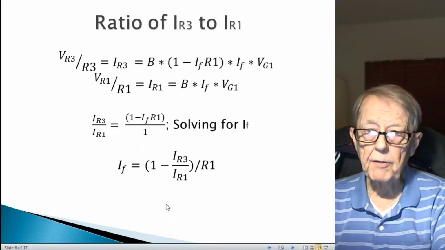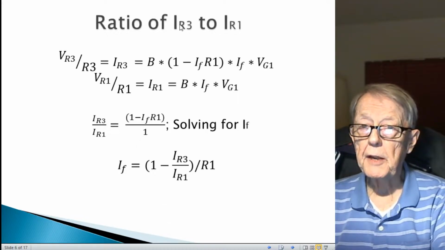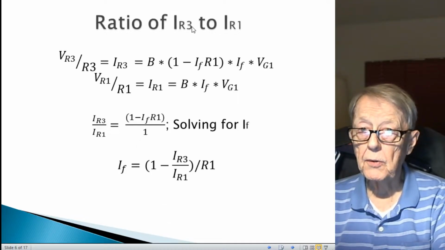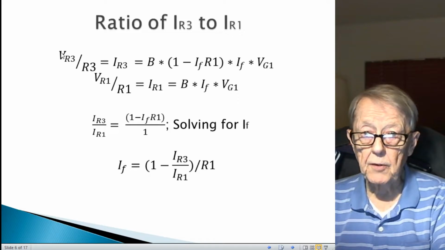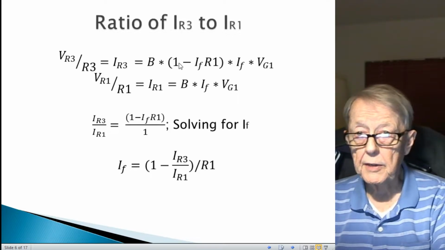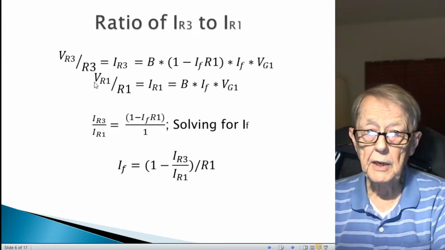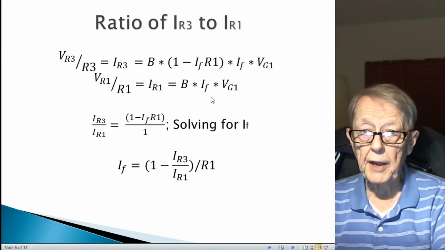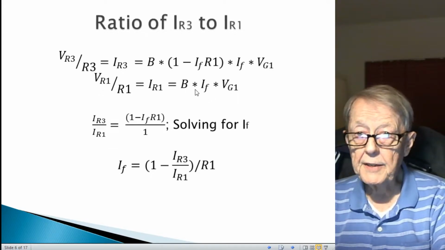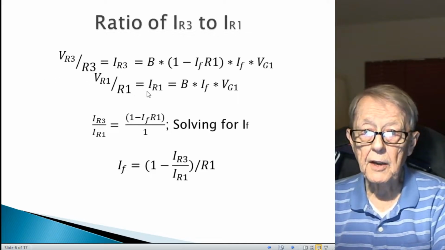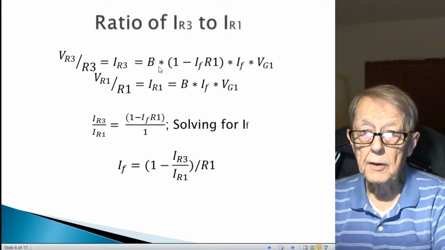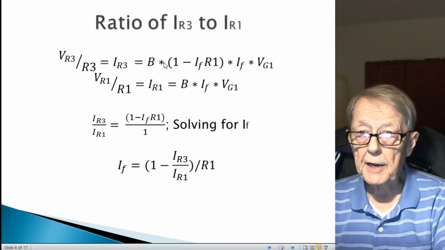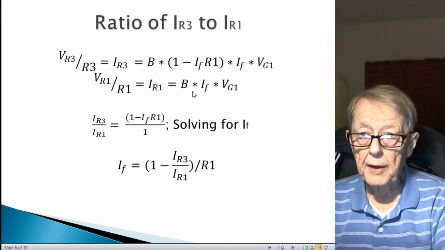Okay, so I have those two equations, and I'm now going to take the ratio of the current through R3 to the current through R1. This is the voltage over resistance is the current, the equation I just showed you. This is for R1. I showed you that. And when I divide this current into here, I get IR3 over IR1. And then on the other side, I get this term divided by this term.